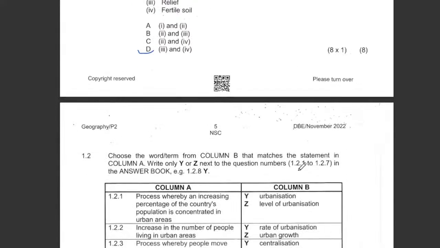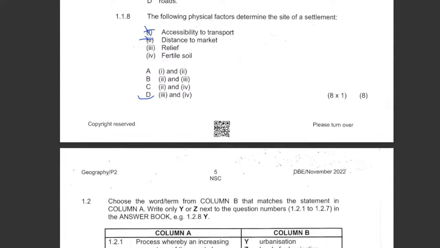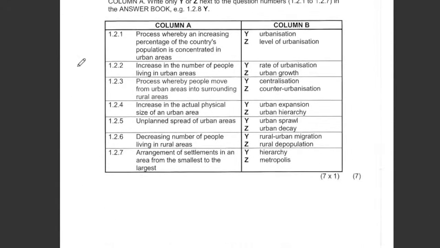Okay. Go to the next question. Choose the word or the term to refer to answer this one. So their answers are here. The process whereby an increasing percentage of a country's population is concentrated in urban areas automatically is Y. Okay. Increase in the number of people living in urban areas. It can't be red because that is the pace, but increase is going to be population growth.